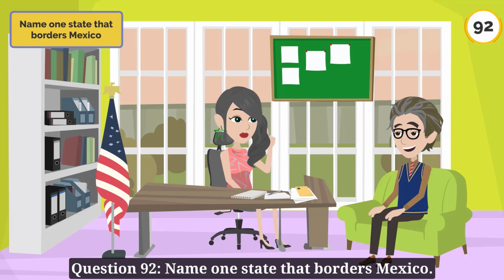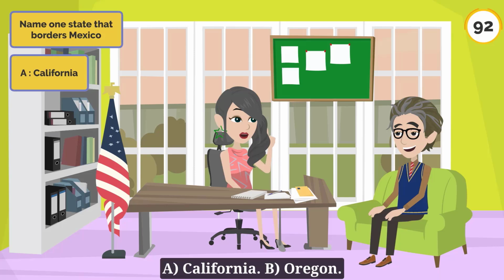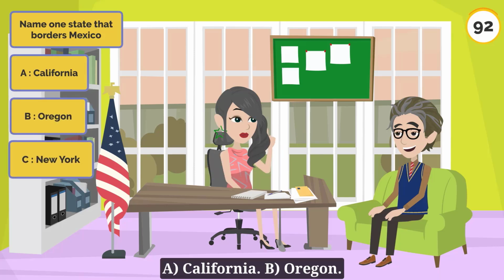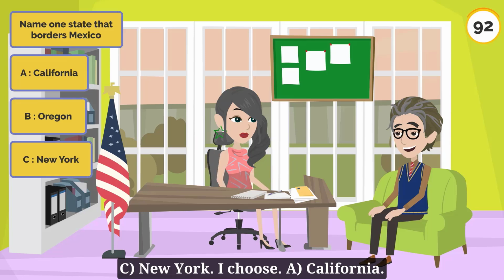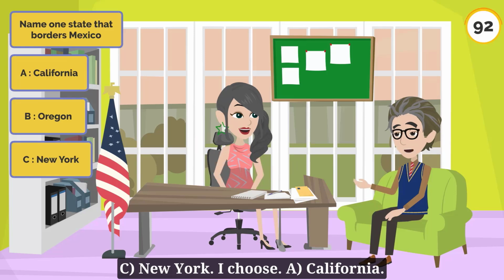Question 92. Name 1 state that borders Mexico. A. California. B. Oregon. C. New York. I choose A. California.